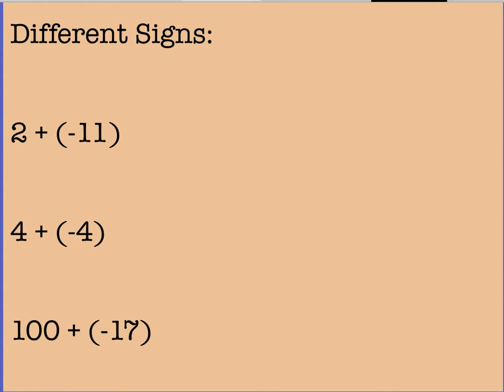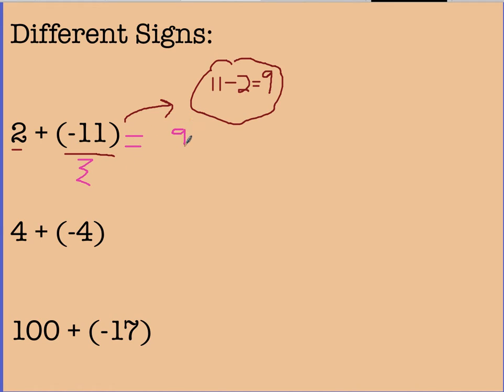If they have different signs, this is where we'll think of subtracting them. So do the absolute value of each. Remember, absolute value is how far the number is from 0. So in my mind, I'm doing 11 minus 2, and I get 9. Then I need to look at both of these numbers, 2 and negative 11. Which one has the larger absolute value? Which one is further from 0? Negative 11 is further from 0. So my answer is going to be the negative version of that number, negative 9.